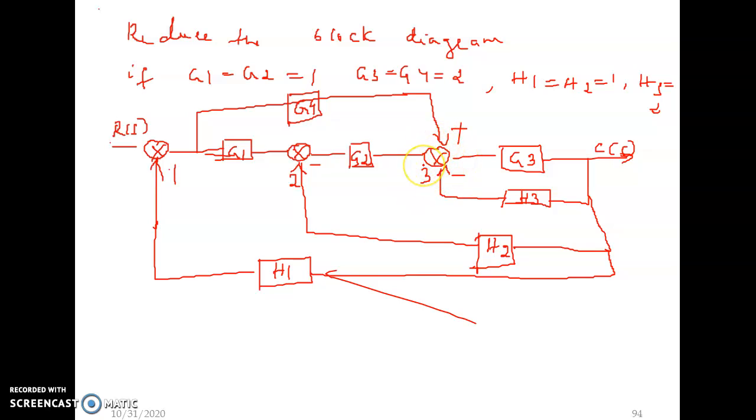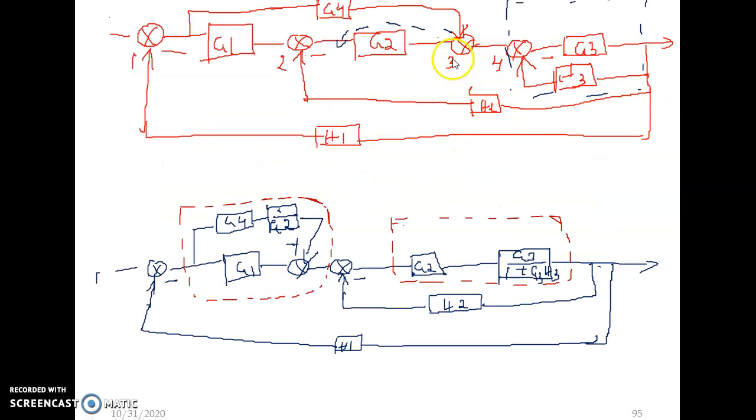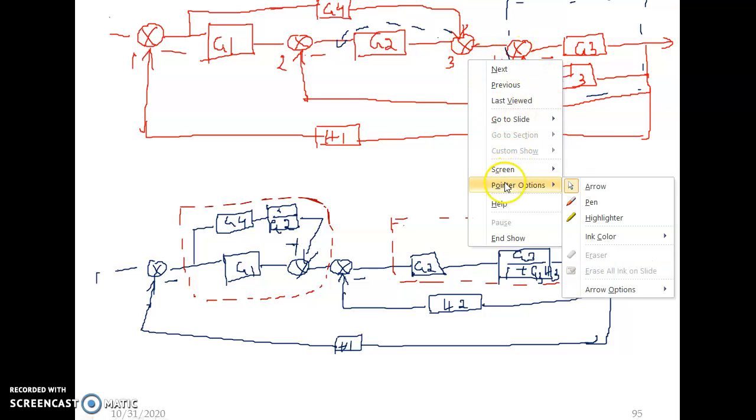And we can split the summing point and separate the paths. So one summing point for this minor loop and one more summing point for this. Now here this summing point is split. So we have two summing points here. One is 3 and another one is 4.